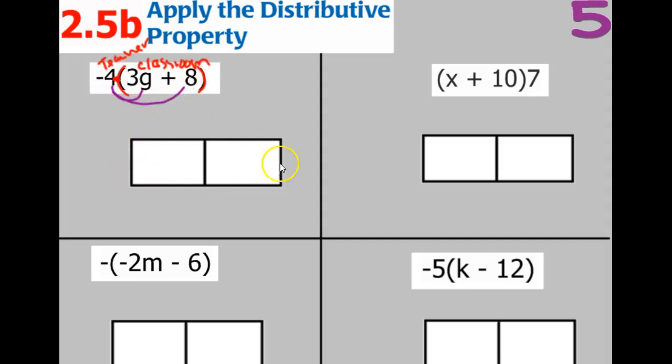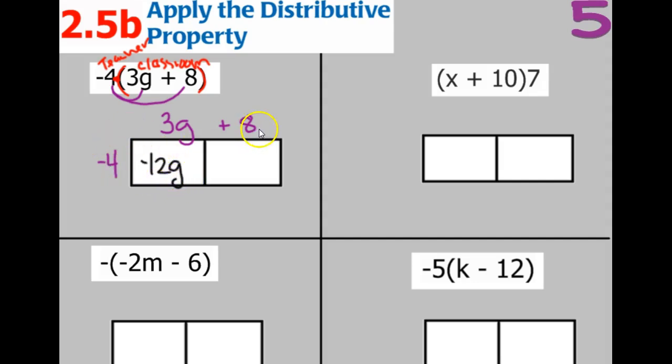So here, think of this as our classroom. The teacher's going to stand in the front, that negative 4. And then in our classroom, on one side we have 3g, and the other we have plus 8. So we're going to multiply this table space or desk or whatever. Negative 4 times 3 is negative 12, and it's also multiplied by g, so negative 12g.